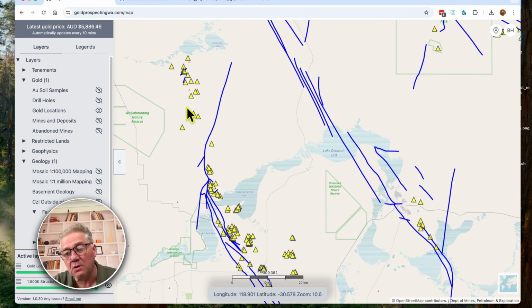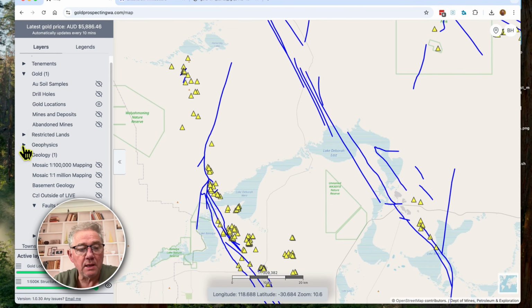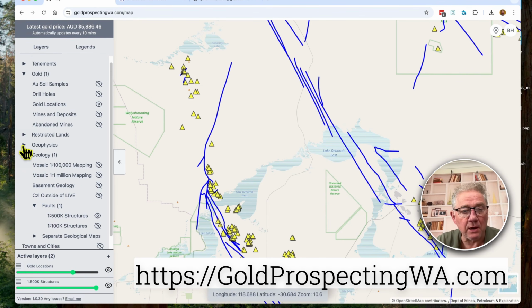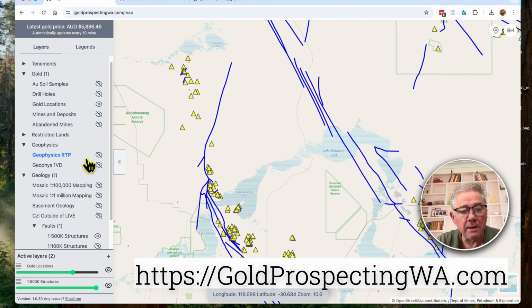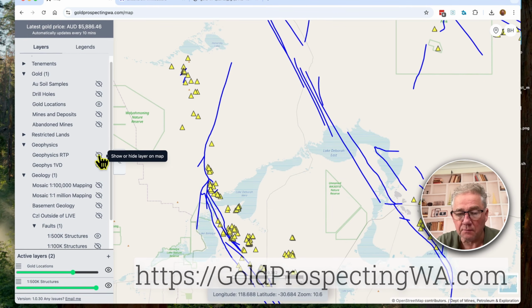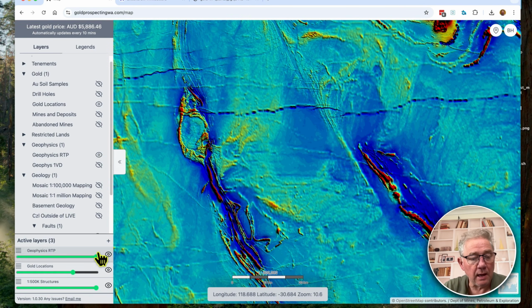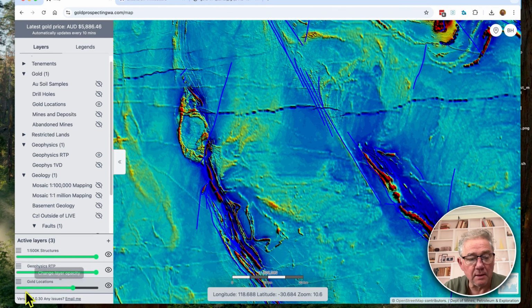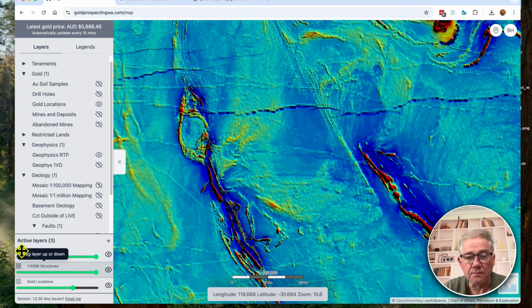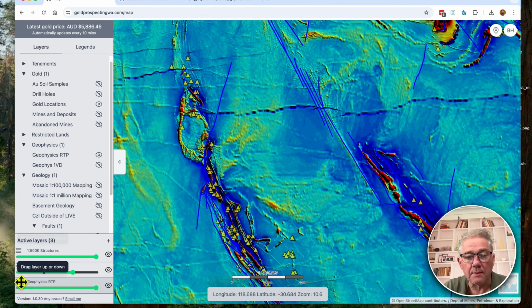A way to aid you to look for the gold is to start coming into tools like, this is in the goldprospectingwa.com website. You can actually come in here and turn on the geophysics. You can also do this in other applications like Trilobite. And then what we'll do here is we'll actually move the structures to the top, and I'll move my gold to the top. Oops, I moved the wrong one. Okay. And so I can see there's my gold sitting on the top. Let's see, make it nice and bright. I can change it back and forth.